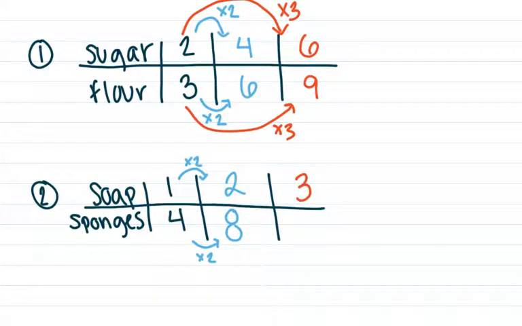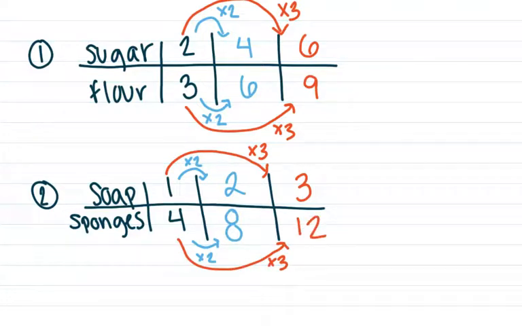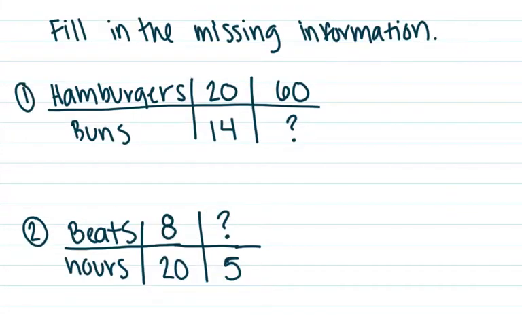Well, for every 1 container of soap, I have 4 sponges. So if I am multiplying this 1 times 3, I have to multiply 4 times 3, and that means I'm going to have 12 sponges there in order to keep the ratio of soap to sponges the same. Now, where does this come in handy? Well, you can actually use ratio tables to find missing pieces of information.